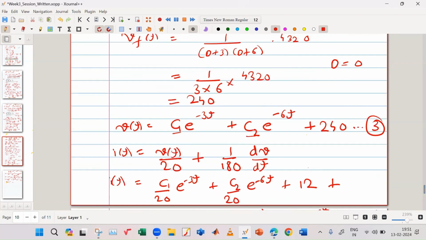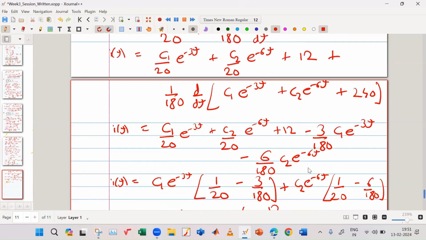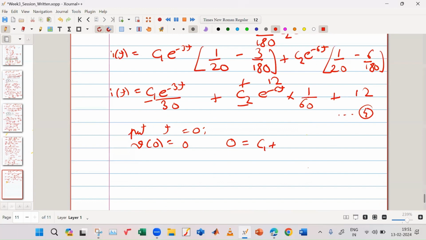What is V of t? C1 e raised to minus 3t. What is e raised to minus 3 times 0? 1. So this will be 0 is equal to C1 plus C2 plus 240. This is equation 5. Similarly, if I put t equal to 0 over here and I of 0 is 12, I will get 12 is equal to C1 upon 30 plus C2 upon 60 plus 12.